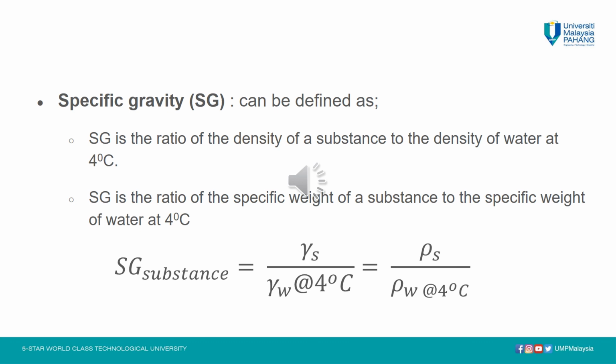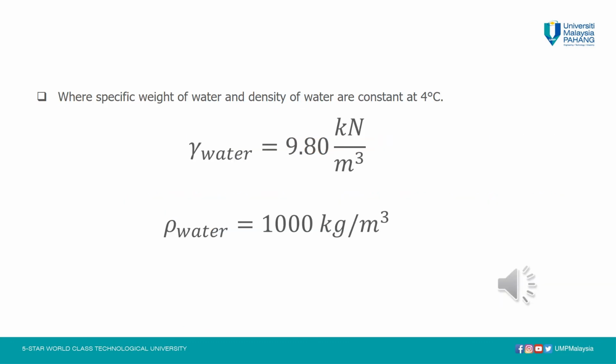Specific gravity tells us how much denser or less dense a given liquid is than water. If the specific gravity of a liquid is greater than 1, then it is denser than water.